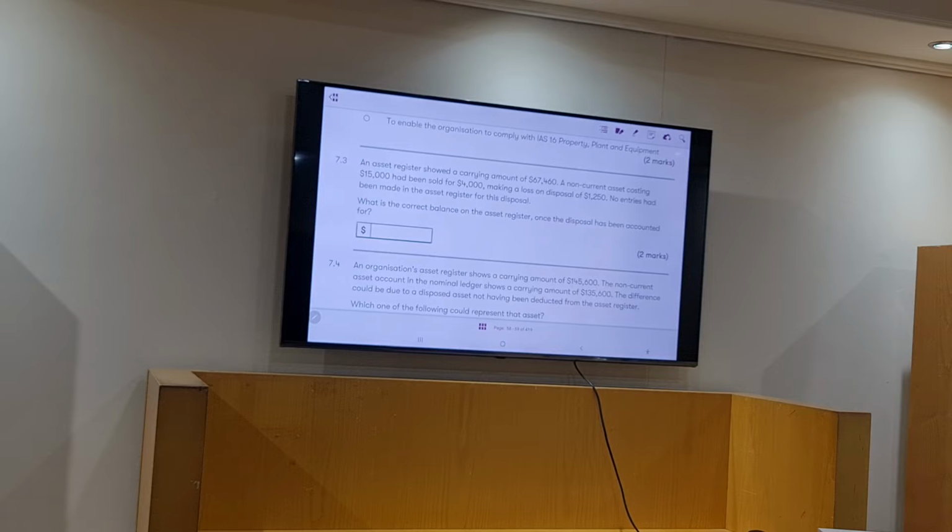So if it is 15,000, the depreciation is this much. This depreciation should be added to the cost, equal to this value. Final answer: 15,000 minus 5. What is the correct asset register?